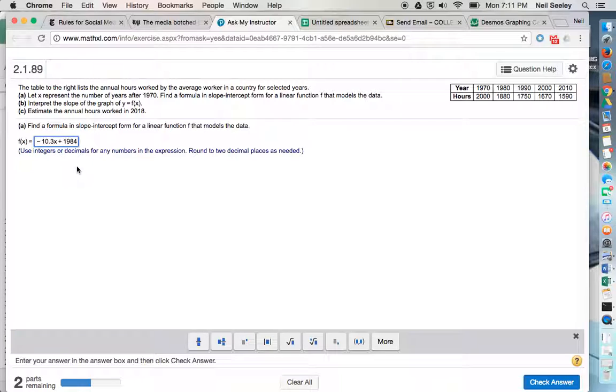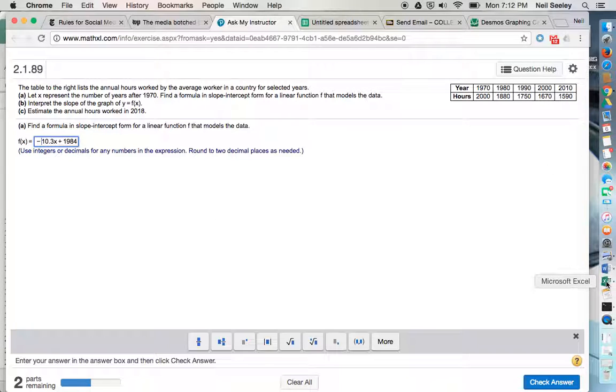Then you go down to estimate annual hours worked in 2018, where you would put the appropriate year in for x times negative 10.3 and add 1984. And in 2018, for instance, instead of 40, which was 2010, that's going to be 48 years. And so into our equation, we're going to type in 48.